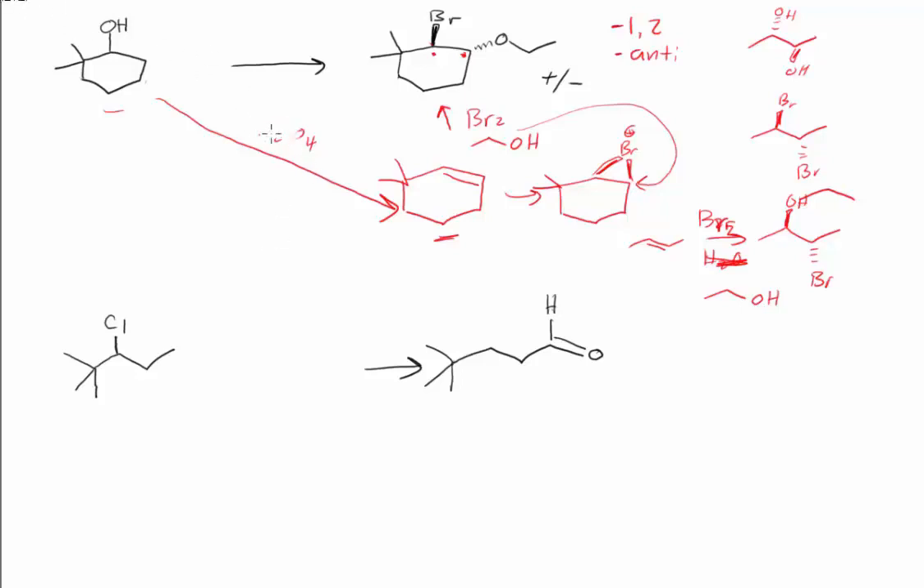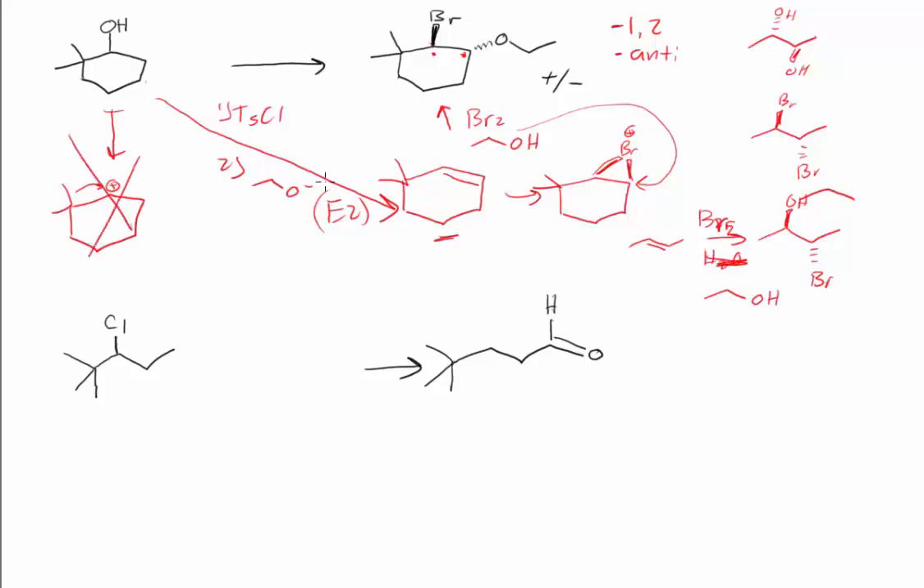Let's rethink this. Maybe we don't want to do that, but we could turn this into a better leaving group, and then we could add ethoxide to do an E2, and that would avoid rearrangements, right? Because if we protonated the OH and we lost water, we'd end up with this, and we could do a rearrangement, and that's not going to get us to the product we want. So that's not what we want.